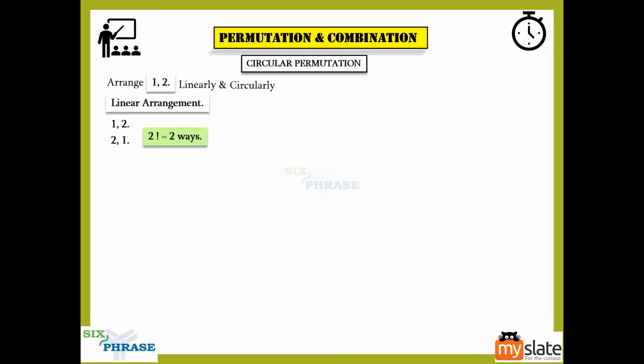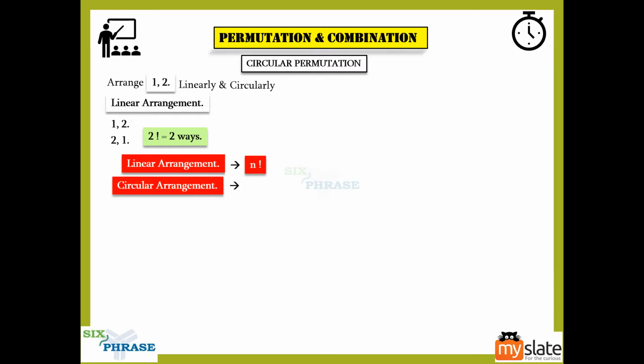2 factorial is nothing but 2. You already know this, right? Now the same thing if you are trying to do it circularly. Linear arrangement is n factorial. So you know this, right? Now if you are trying to do circular arrangement, the formula for this is very simple. It is just n minus 1 factorial.